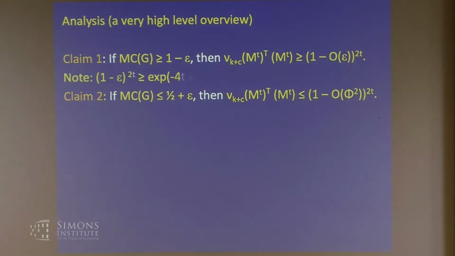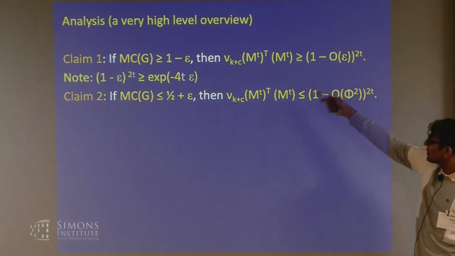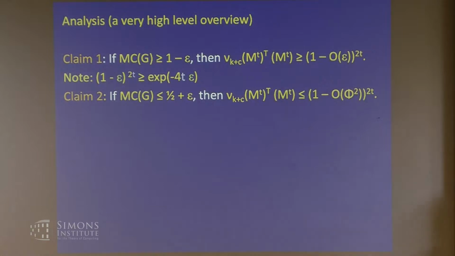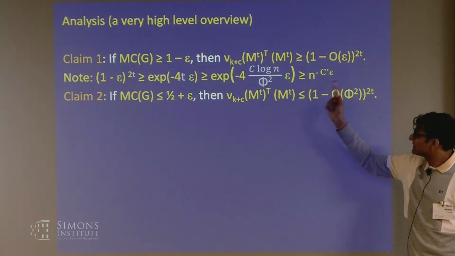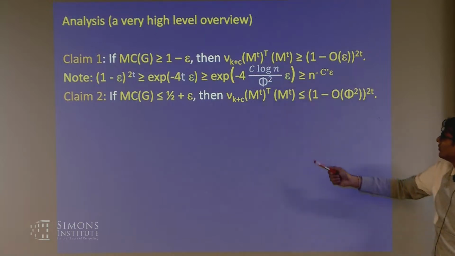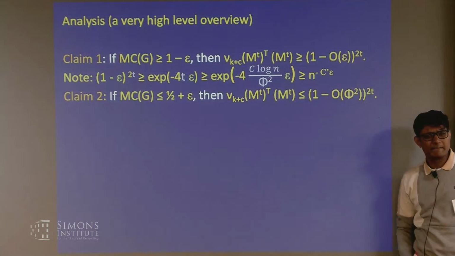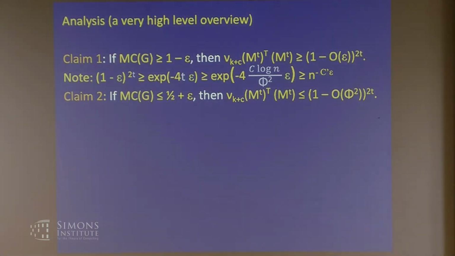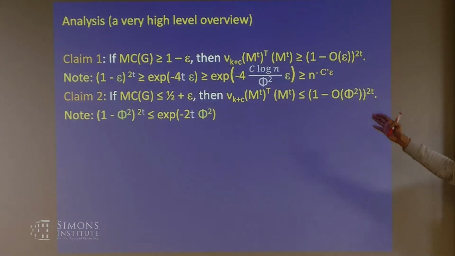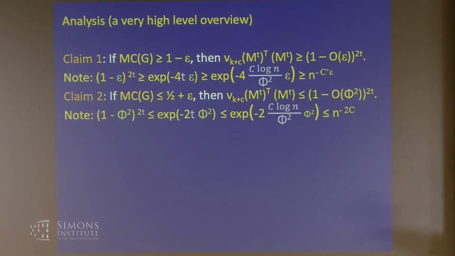Let's just make sure that we understand what this parameter setting means. You can quickly verify that this quantity, (1 minus epsilon) to the 2t, is at least e to the negative 4t times epsilon. And by just plugging in the value of t, the length of the walk, what you get is that in this particular situation, the k plus Cth eigenvalue comes out to be large enough, like n to the negative epsilon, of the correct order. In the other situation, if you believe claim 2, again you plug in t to be log n over phi squared, the phi squares cancel off, and you see that this quantity is sufficiently small.